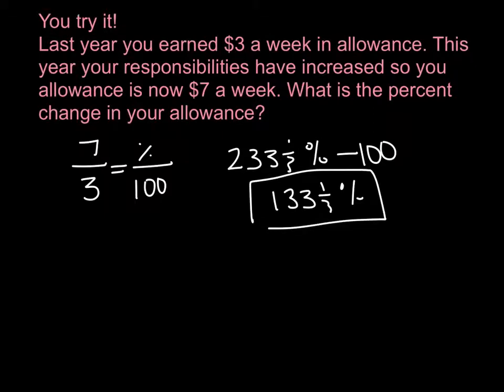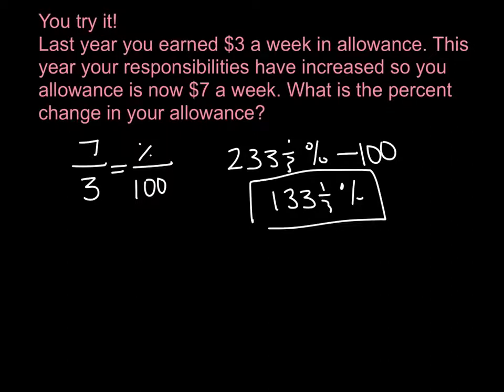If I subtract 100 from that, I have a percent increase of 133%, okay? Because I'm getting not just 100% of what I earned before, that would have been $3. So I'm getting an additional 100%, which takes me to $6, and then that extra dollar, which is that 1/3 of the original. So 133 and a third percent of an increase. That's a pretty good deal.